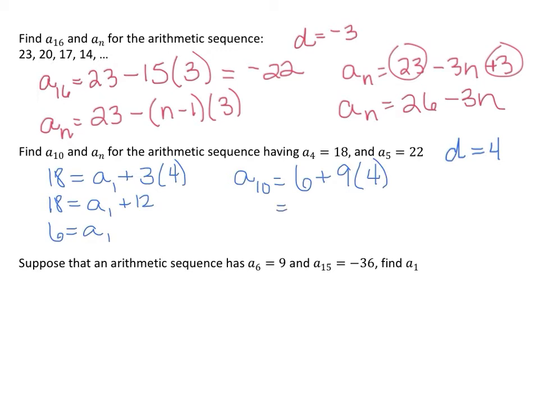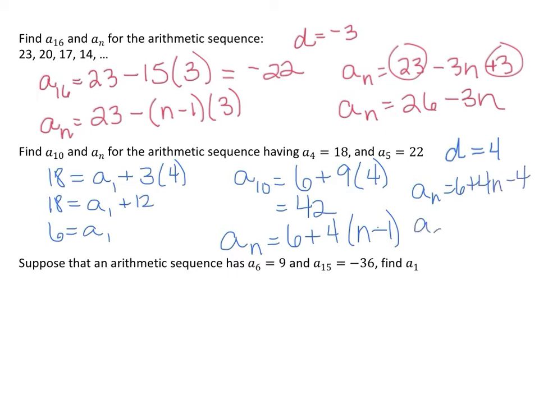So 6 plus 9 times 4 is 42. So a sub 10 is equal to 42. To find a sub n, I'll take 6 plus my difference of 4 times n minus 1, distribute that, and I get a sub n is equal to 2 plus 4n.